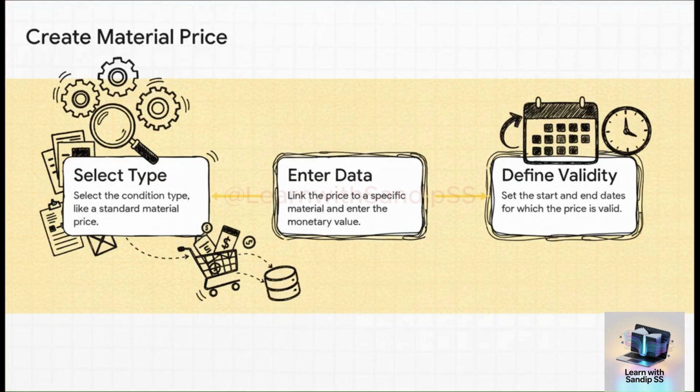So, Sally creates what's called a new condition record. First, she picks the type of price she's creating. In this case, it's just the standard material price. Simple enough. Next, she links that price to the specific material and, of course, enters the dollar value. And finally, and this is super important for things like sales and promotions, she defines the dates that this price is valid. And boom, with just a few clicks, this price is now the single source of truth for this product across the entire company.